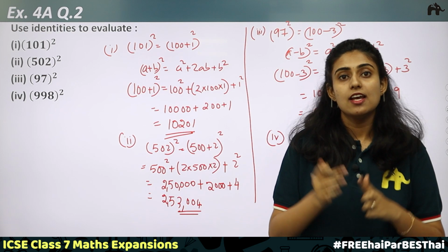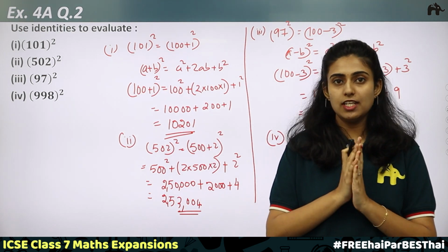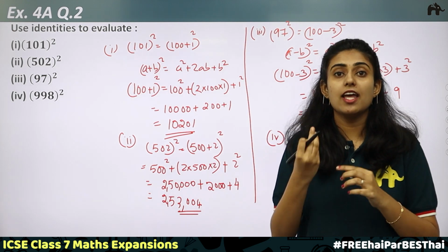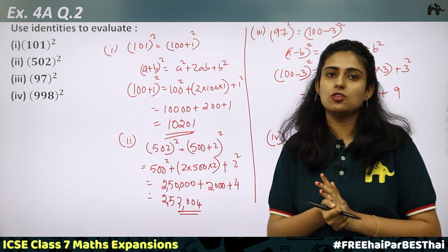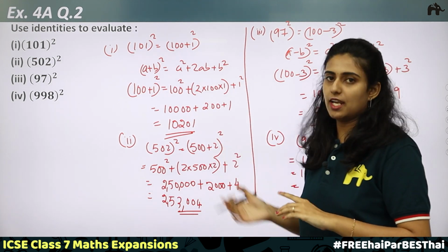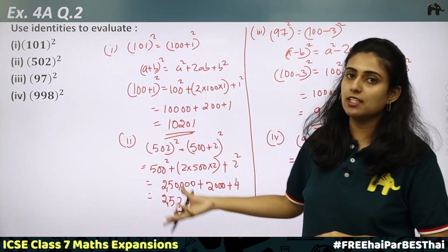If you are having 15, how can you write 15? 15 can be written as (10 plus 5) whole square. If you are having 102, it is (100 plus 2) whole square. 101 is (100 plus 1) whole square. So, this is how you will be writing. Then you will be using the identities to solve.